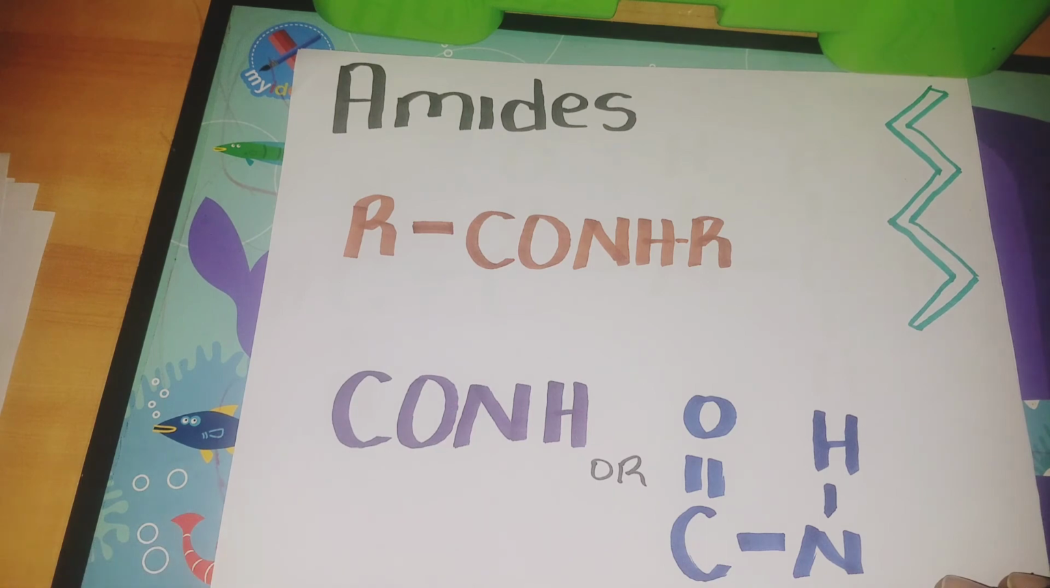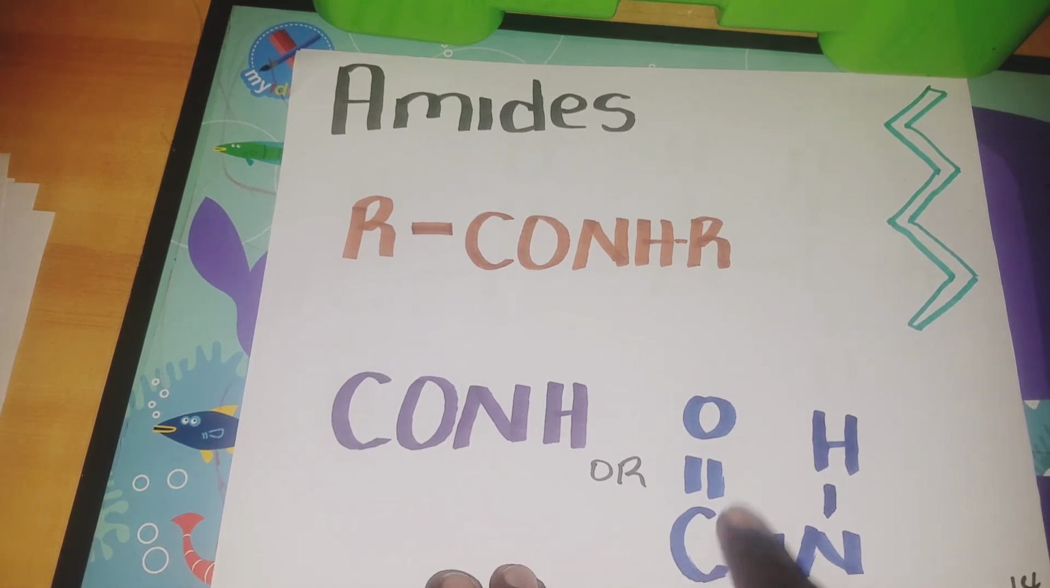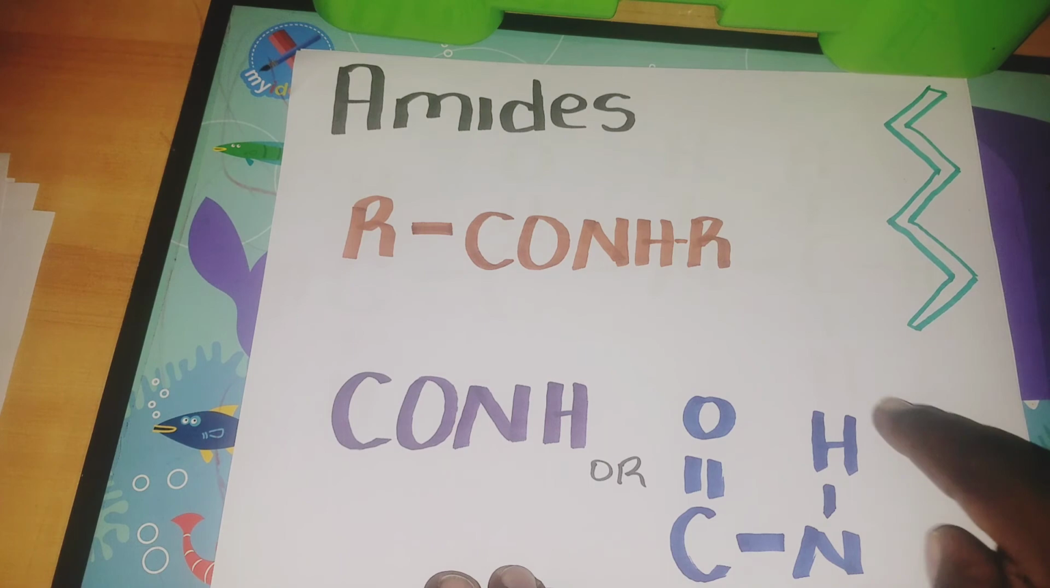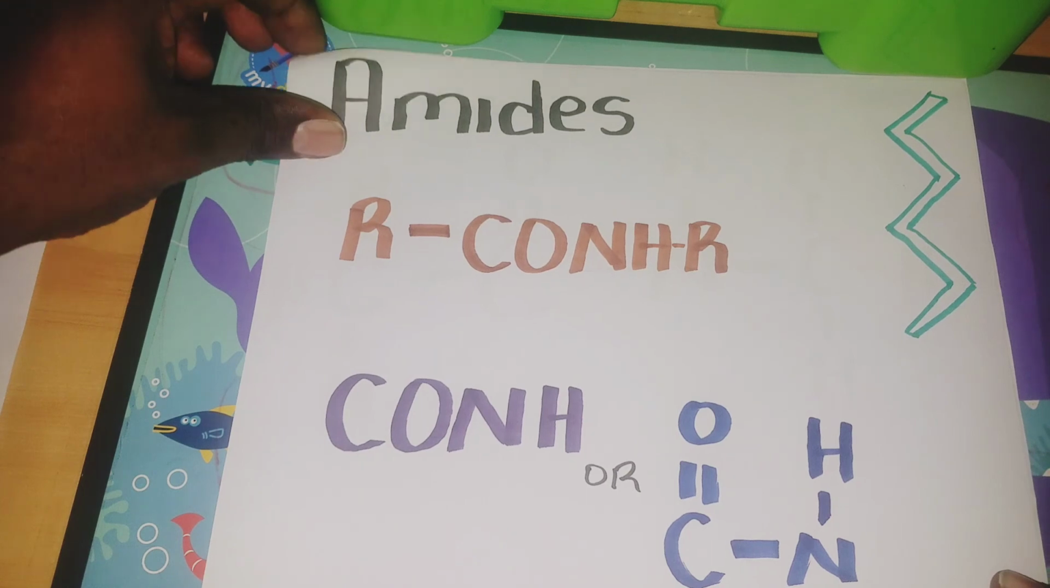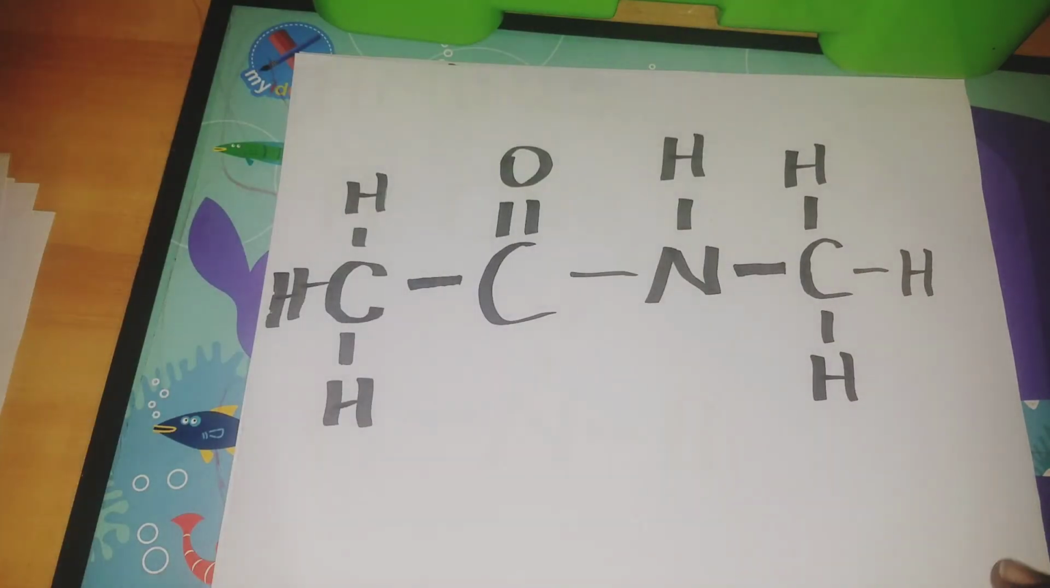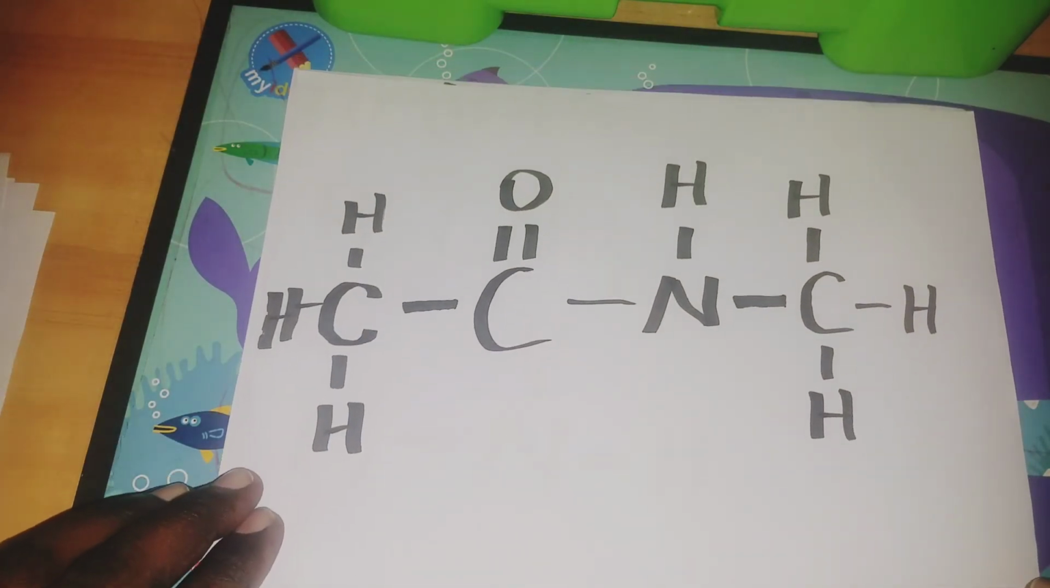Let's look at the connectivity. The connectivity here is you have a carbonyl carbon, which means that you have carbon double bonded to an oxygen, and then that carbon is also bonded to a nitrogen, which may be bonded to a hydrogen. It could be bonded to other things, but what you are focused on here is the carbonyl carbon bonded to a nitrogen. And here is an example of an amide.